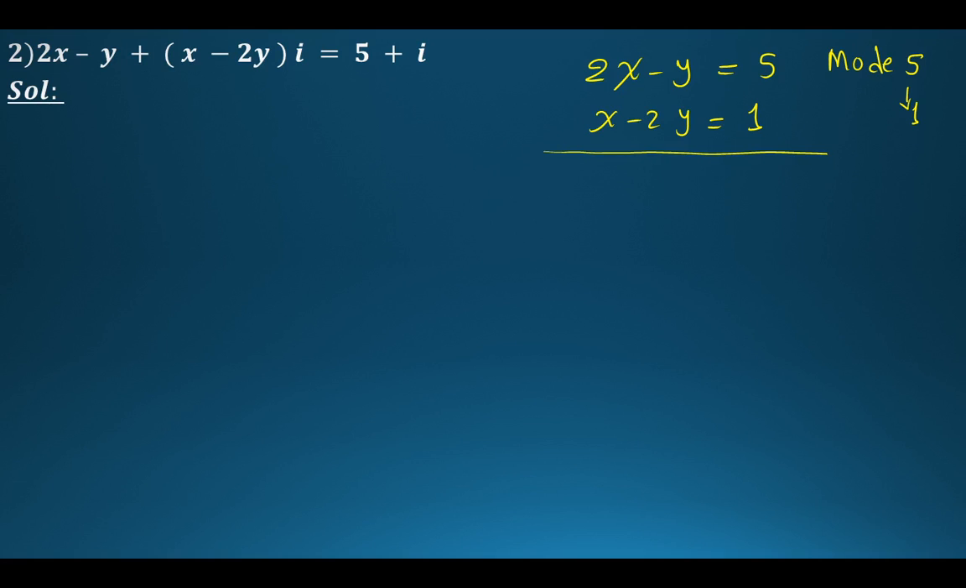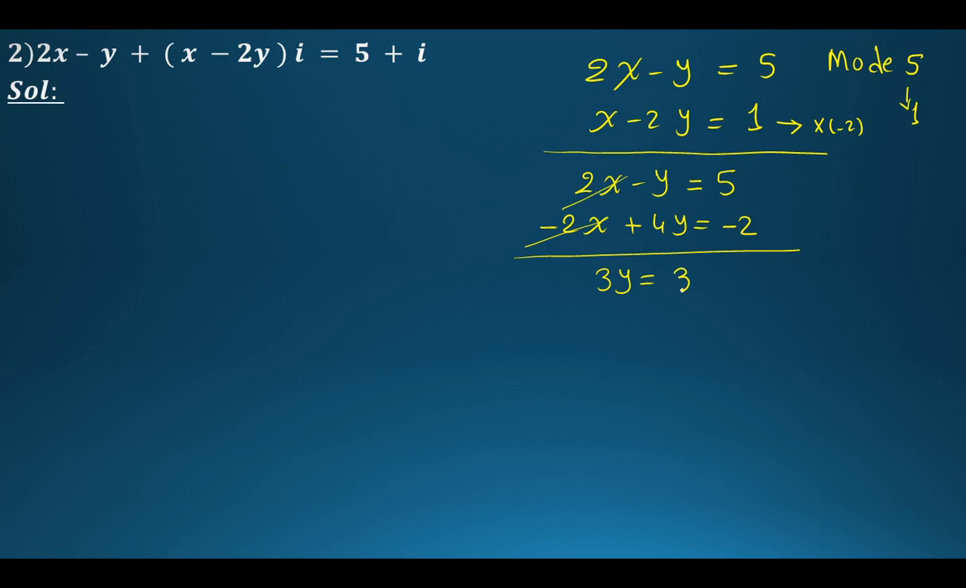Or you can solve it by using your mind, as here we are going to multiply the second equation by negative 2. So the first equation, we'll write it as this: 2x minus y equals 5. Multiplied by negative 2: negative 2x plus 4y, negative 2 multiplied by 1 equals negative 2. By adding, 2x minus 2x will cancel each other. Negative y plus 4y is equal to 3y. 5 minus 2 will be equal to 3. 3y equals 3, divided by 3, y equals 1.